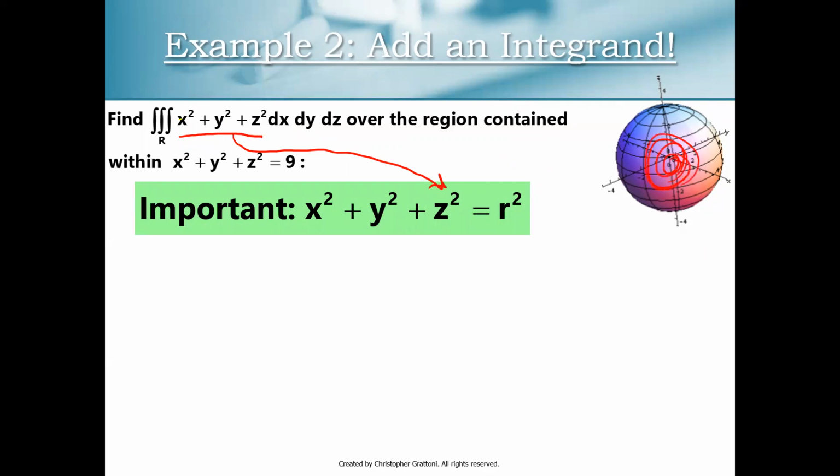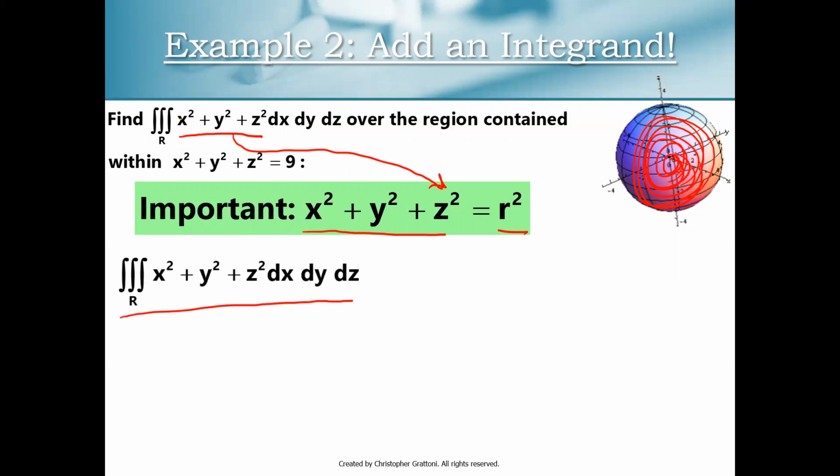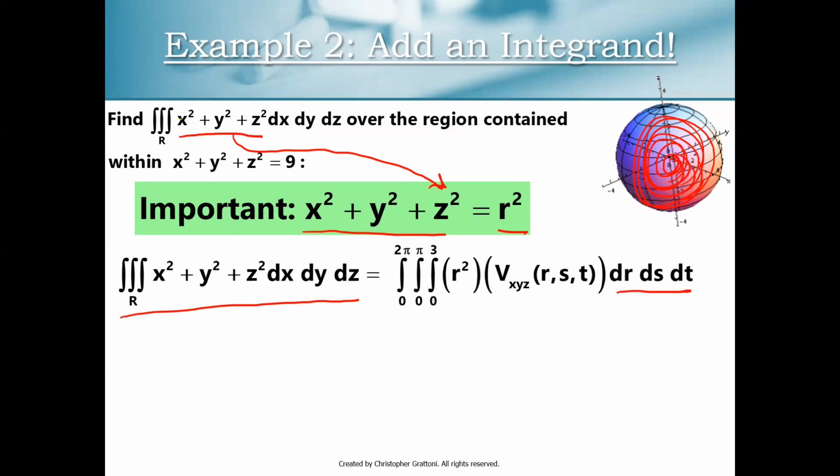Essentially what we're doing is computing this integral for an r that is growing from 0 to 3. And so this x squared plus y squared plus z squared is going to be equal to r squared. So we could take our triple integral in xyz space, and we could rewrite it as a triple integral in rst space. Now, x squared plus y squared plus z squared is going to equal r squared.